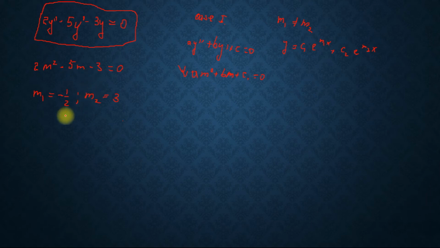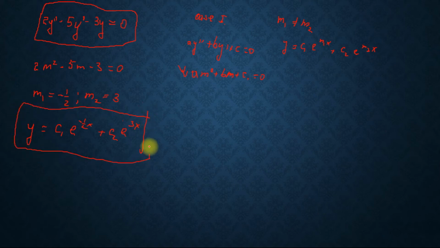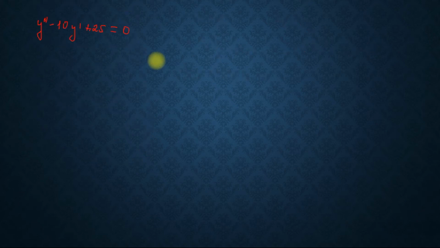And as we said before, the general solution of our differential equation is this function: c1 e to the power m1x, where m1 is minus 1 over 2, so minus x over 2, plus c2 e to the power m2x, where m2 is 3, so 3x. So now we found the general solution of our differential equation, guys. That's all. So let's consider the second example.